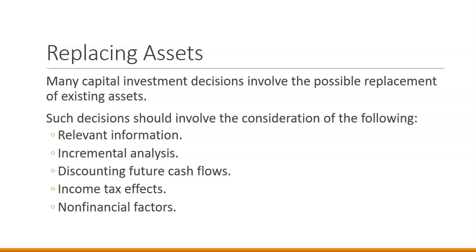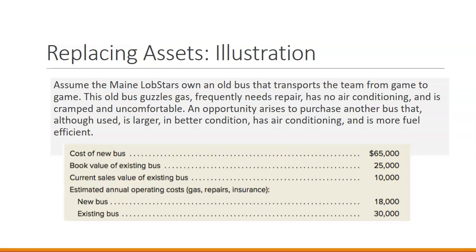We need to discount our future cash flows. We're going to look at income tax effects, and then we would have any non-financial factors that would be considered. So now we're going to look at that bus replacement investment opportunity. Remember, we only have $75,000 to invest. We have to choose the bus or the vending machine.